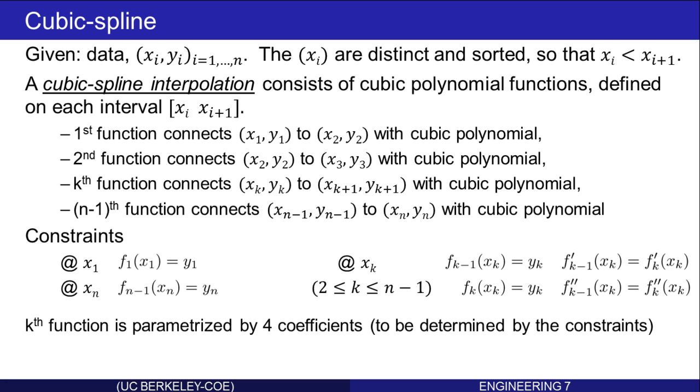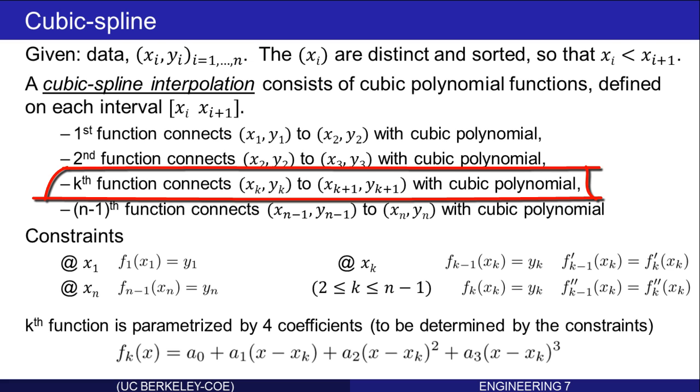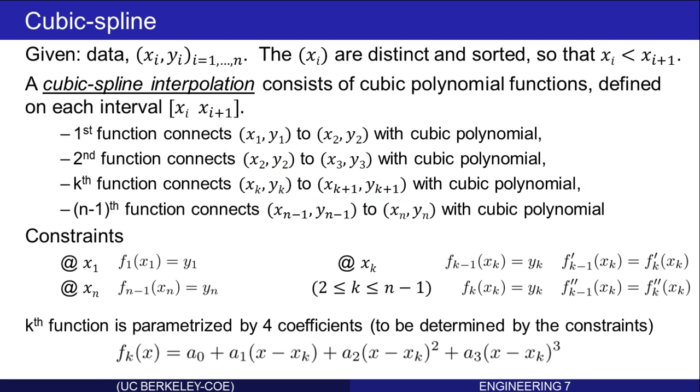Remember that each polynomial is a cubic polynomial, so therefore it's parametrized by 4 coefficients. And this is the form we'll use for the kth cubic. Standard cubic function with 4 coefficients. Notice that we've offset each of the x's by xk, the left endpoint of the interval over which this polynomial applies. We'll revisit this form carefully when we start to do the calculations. For now, let's discuss a little bit more about how these cubic splines work.